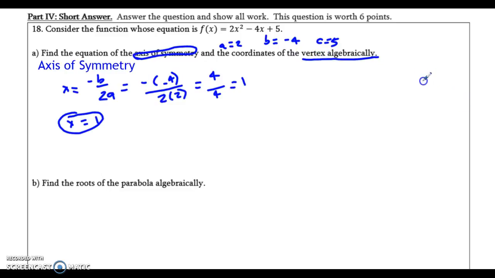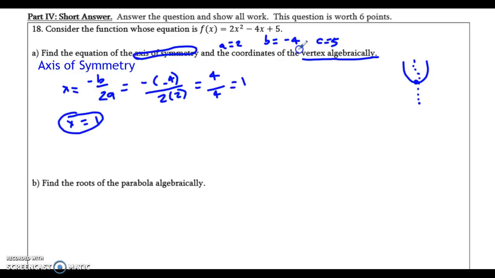If I had to draw it as a picture, the parabola might look something like this. It might have a vertex down here. Here's your vertex. The axis of symmetry runs directly through that vertex. So what we need is the coordinates of the vertex, and it's going to be based on the fact that this axis of symmetry is the x value of the vertex.